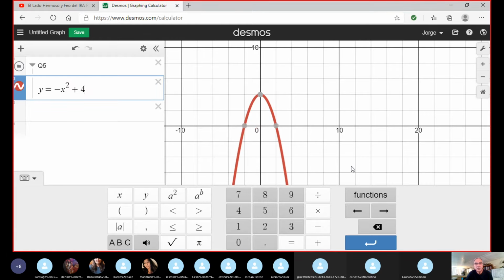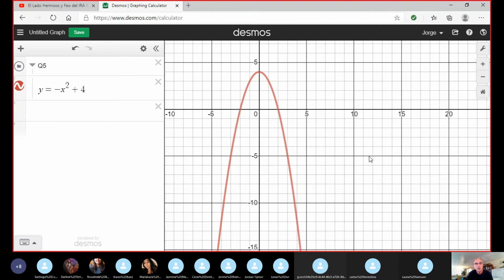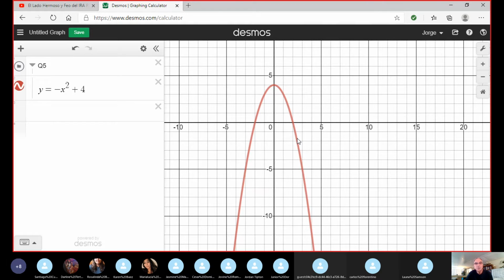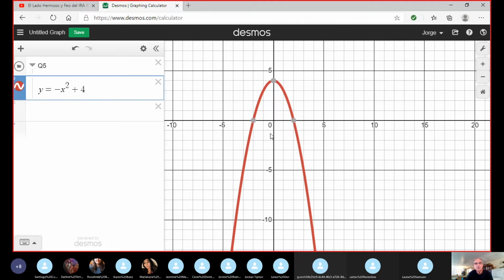Look at that, my parabola. This is my parabola. And my parabola is up and down. And when you click on the curve, it's unbelievable how Desmos understands that this point is important. Look at the y-intercept and look at the x-intercept. End of the story. I finish.